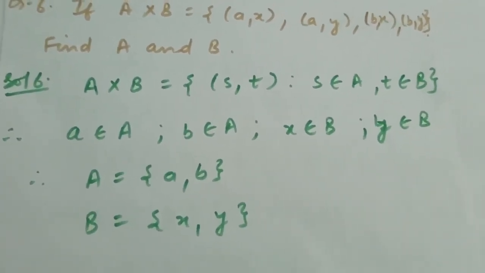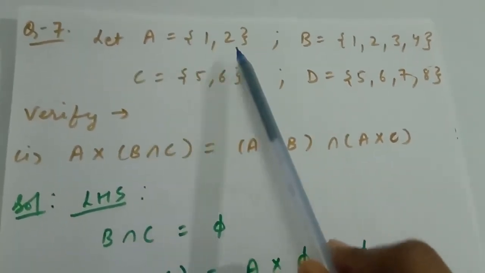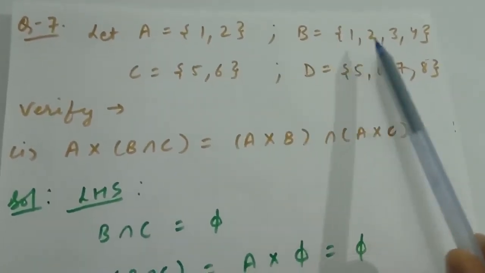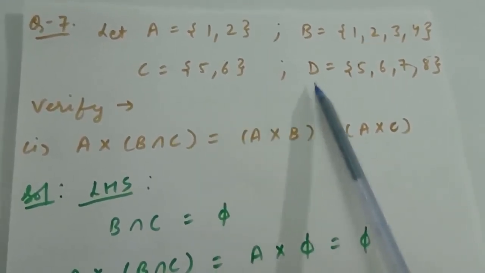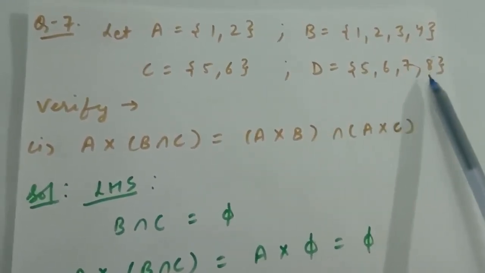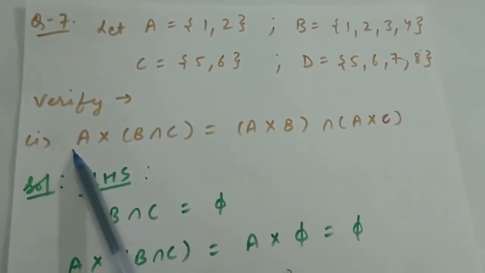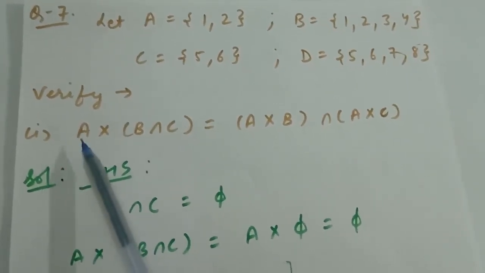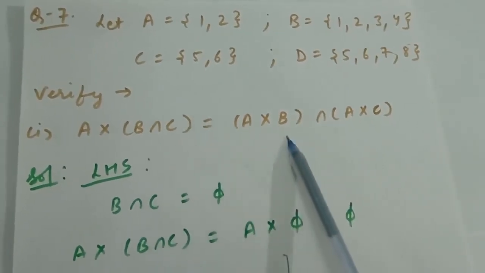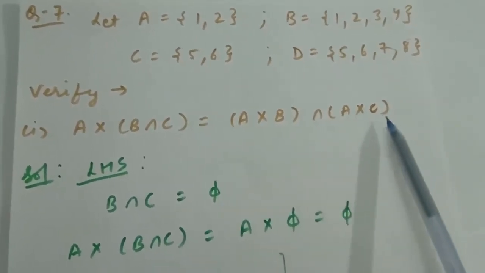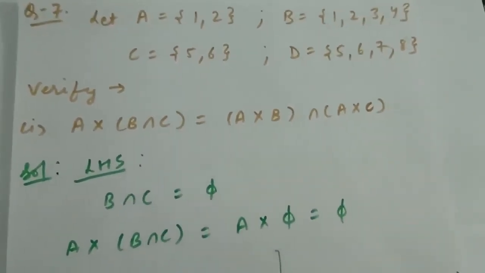Clear? Now question 7th. Let A be the set {1, 2}, B be the set {1, 2, 3, 4}, C be the set {5, 6} and D be the set {5, 6, 7, 8}. Then verify. I will do only the first part, the second part you will do by yourself. So the first part is A cross (B intersection C) is equal to (A cross B) intersection (A cross C). So we want to verify that these two sets are equal.